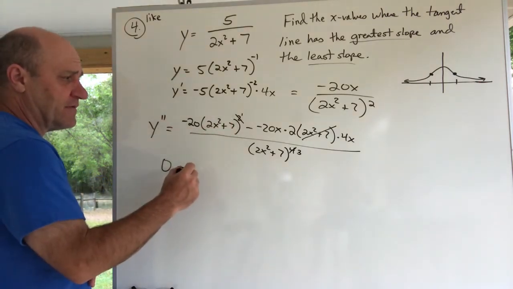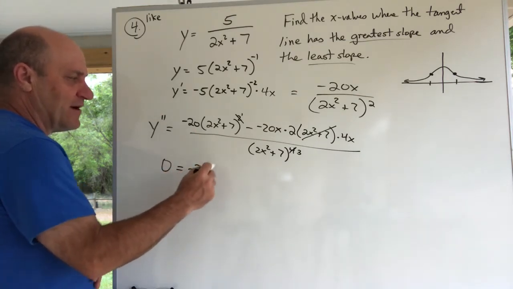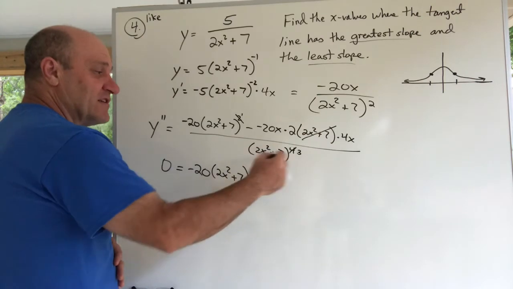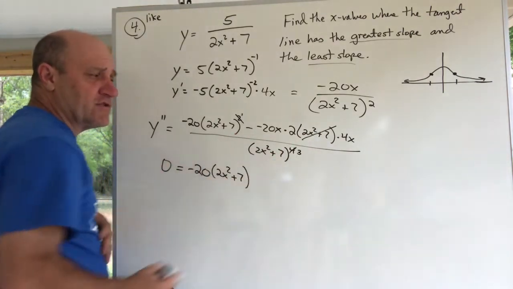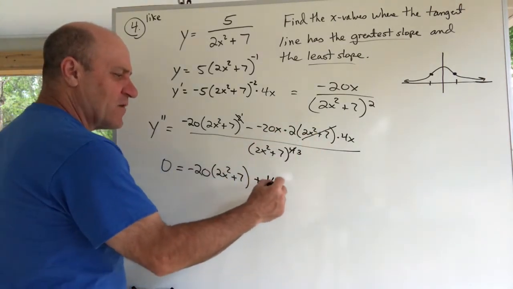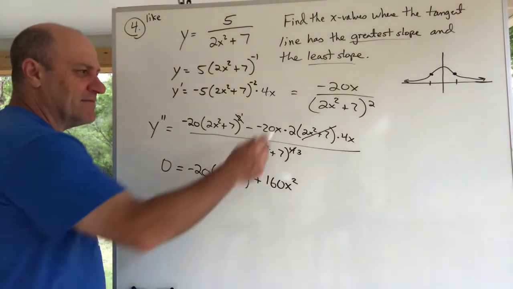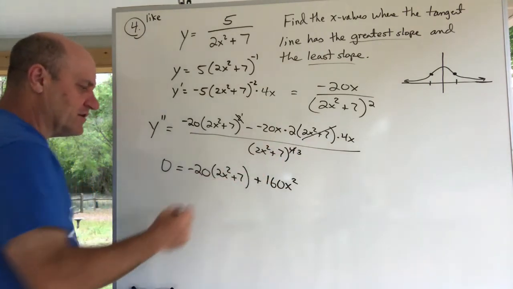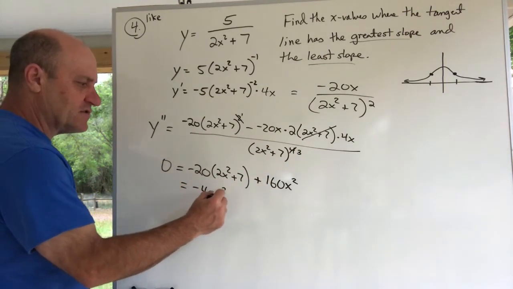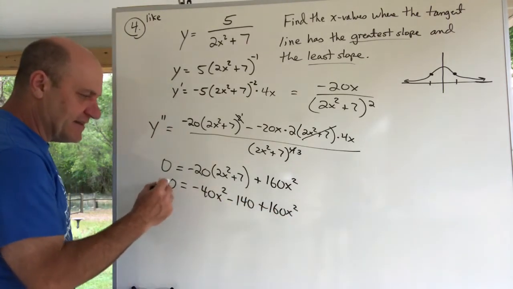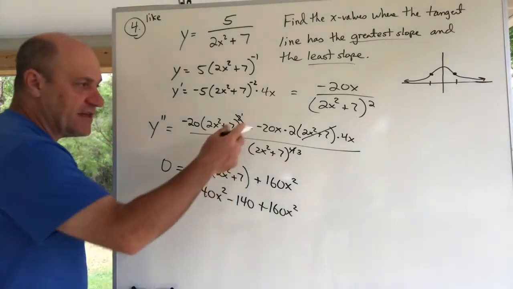I think I'll distribute that. No, I won't. Hang on, negative 20 times 2x squared plus 7. And this is canceled. I do have this denominator, but again, I'm setting it equal to 0. I'm only concerned with the numerator. What is this? A positive 160x squared? I think that's right. 40 times 4. Yeah. All right, well, I do want to distribute that. That is negative 40x squared minus 140 plus 160x squared. I'm setting this equal to 0. Again, I ignored the denominator, just setting the numerator equal to 0.